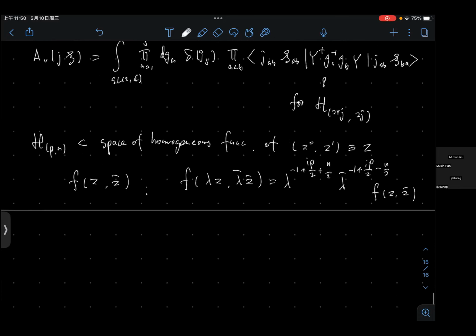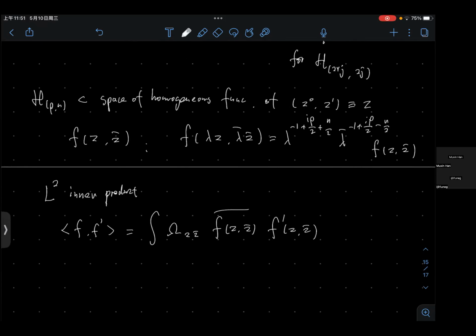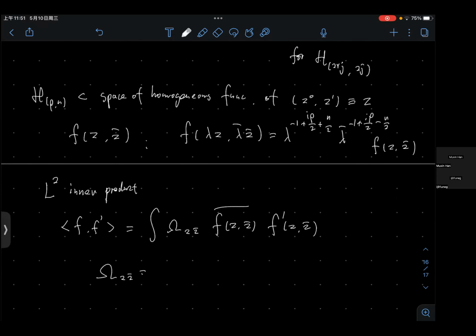Okay, and now on this Hilbert space, the inner product is actually an L2 inner product of these functions. Namely, for f and f prime, these two homogeneous functions, the inner product can be written as an integral with a certain measure of f bar z and f prime z. And this integration measure is given by this.